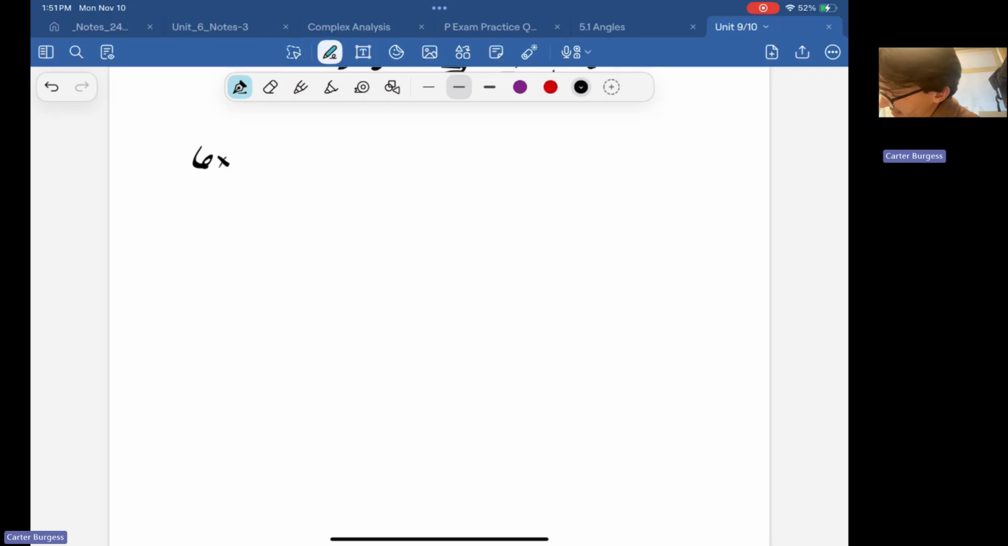This is 6x minus 11 over x minus 1 squared. If we were to try to do with this example what we did with the previous example, what would we expect this decomposition to look like?